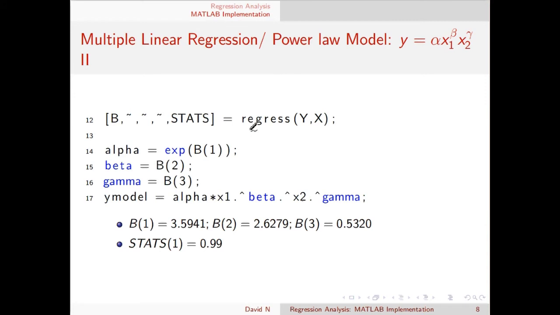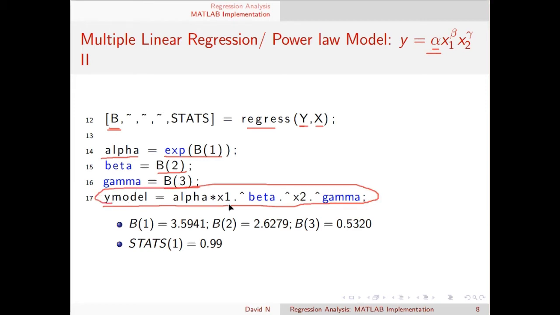And then as input to the regress function, we input the dependent variable and the matrix of independent variables, and in the variable b we have the model coefficients stored. Remember, we are taking logarithm on both sides, and hence we have to take the exponent of b1 in order to know the constant coefficient of our model. The constant coefficient of our model is alpha, and then we have b2 equal to beta and b3 equal to gamma. And hence finally our model is given as shown here. It is alpha times x1 to the power beta times x2 to the power gamma.